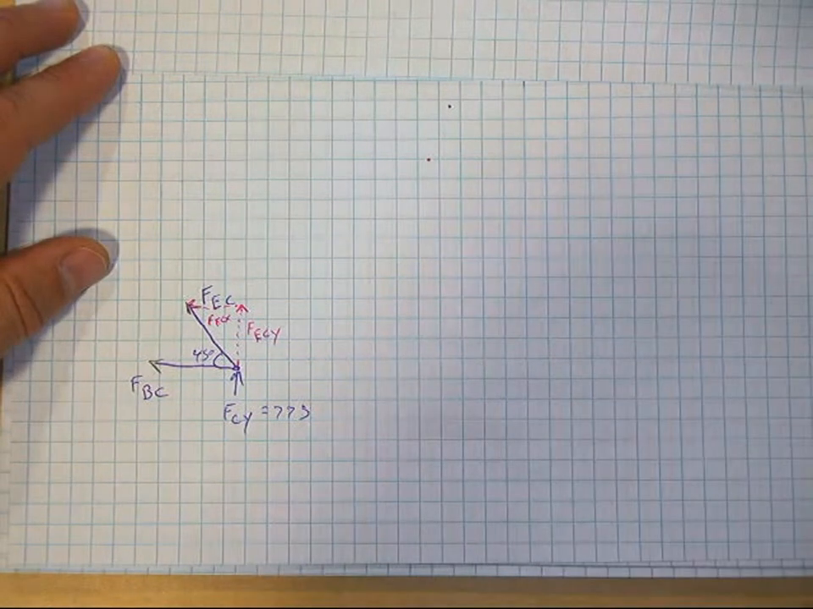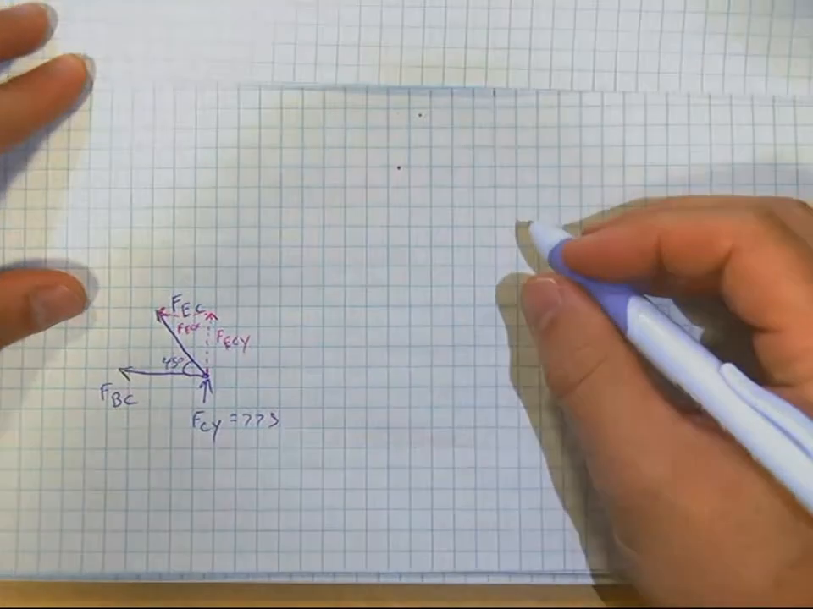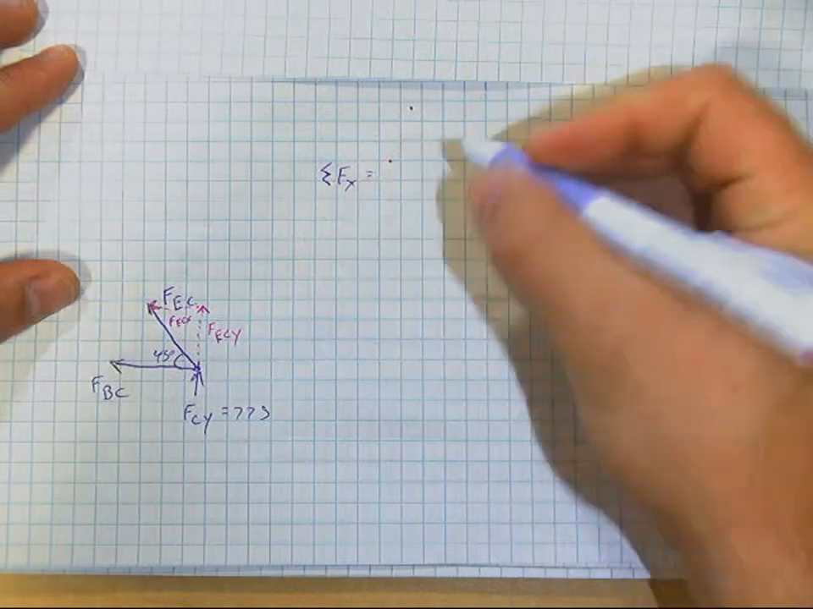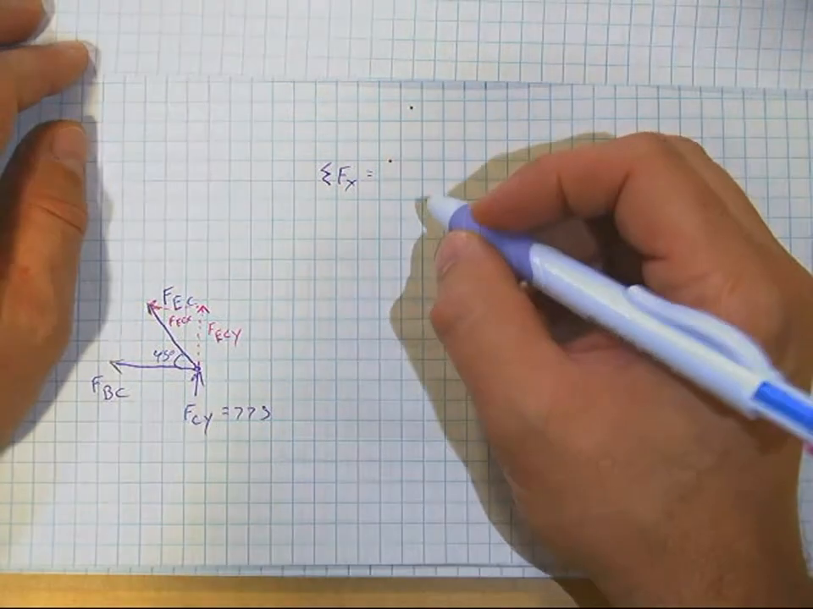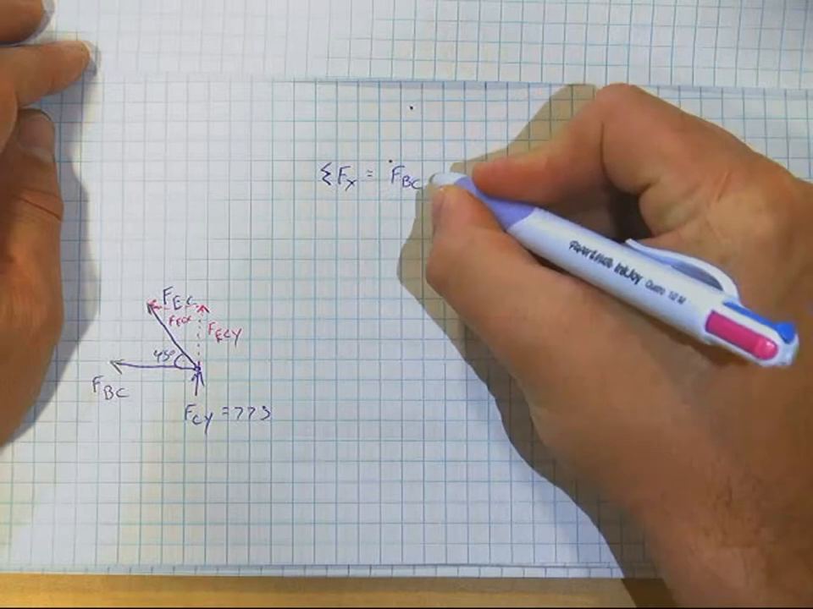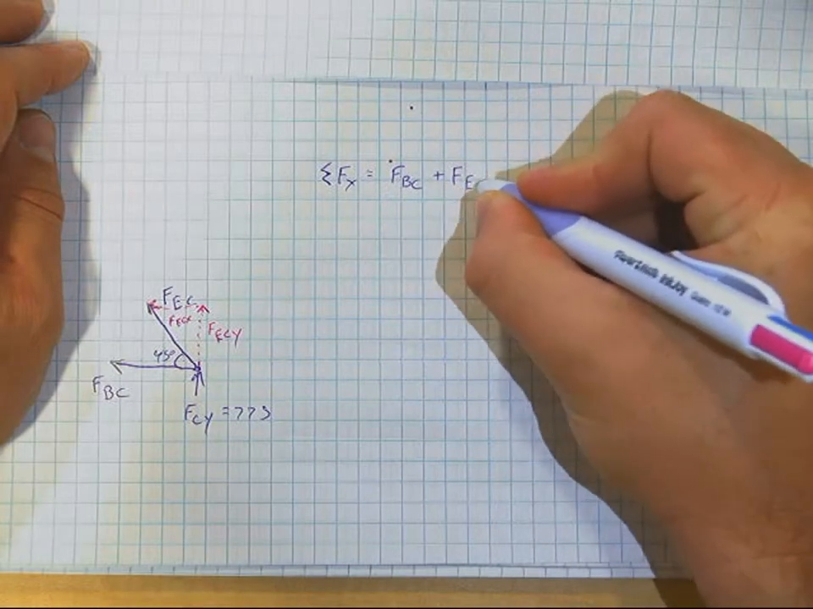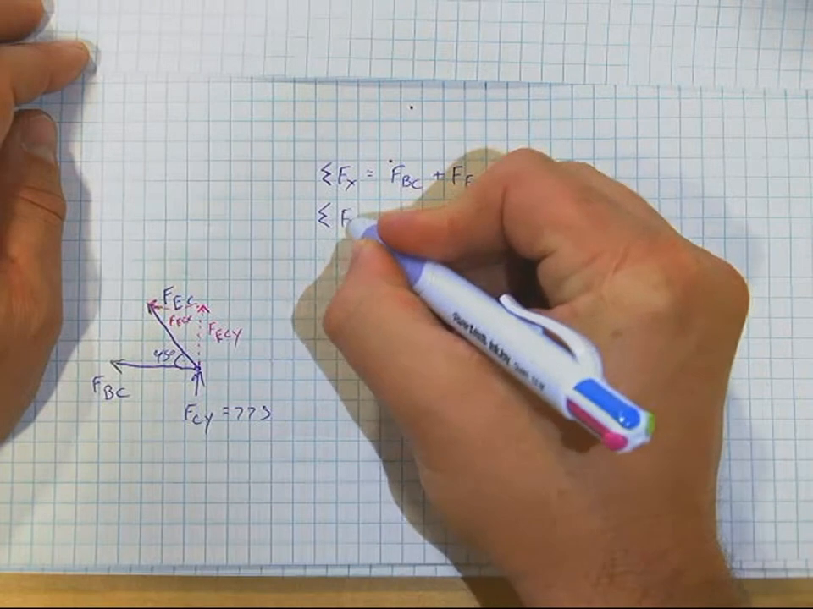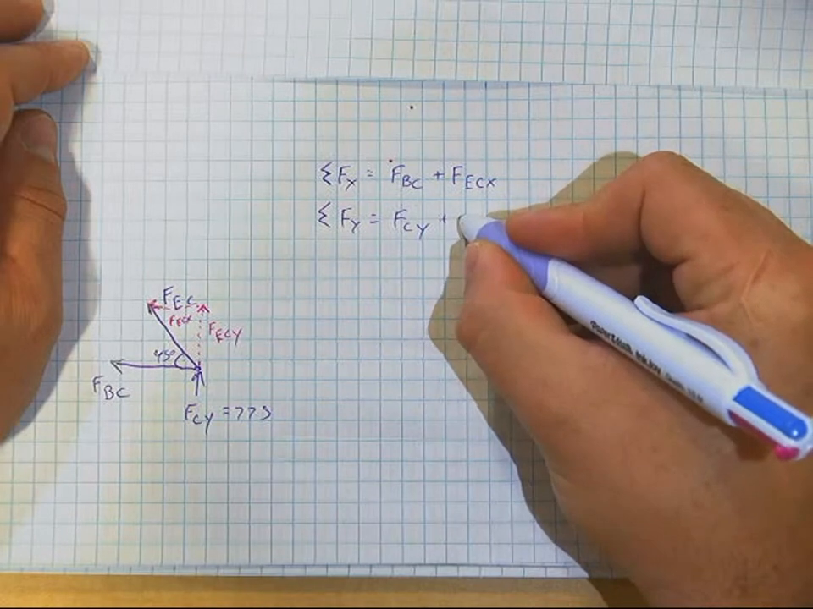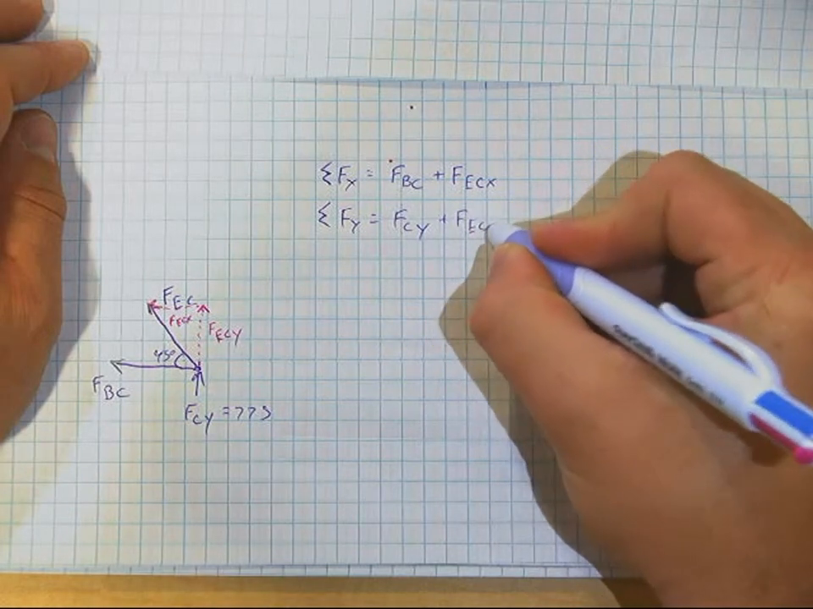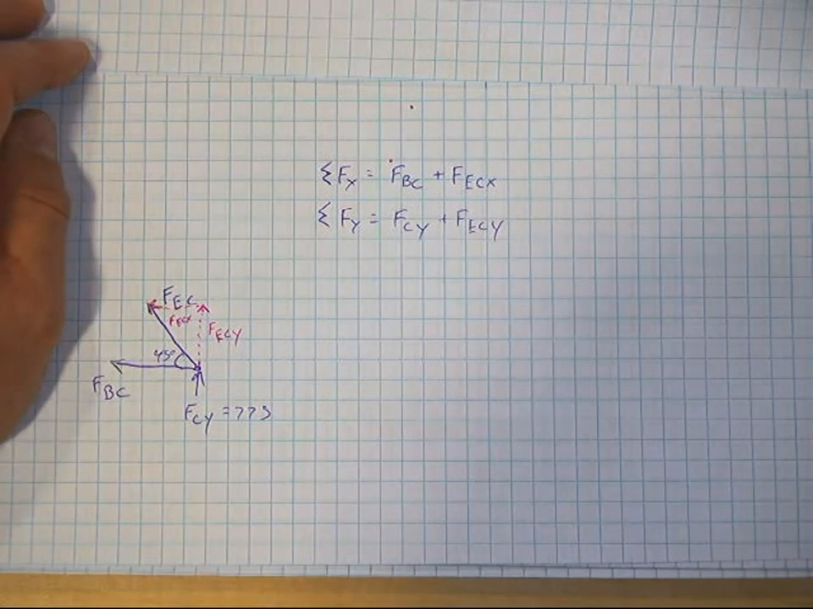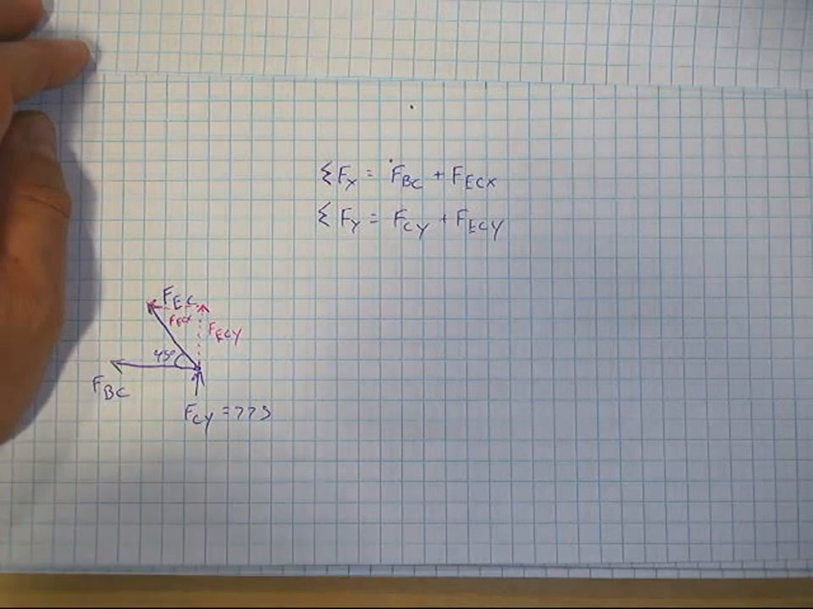Okay, so we're going to solve our equations, and we're going to go ahead and sum. We're going to sum our x values, so all of our x components, really we only have two x components, right? We have FBC and we have FECX, and then the sum of our y components, we have FCY, we have FECY. Okay. All right. So those are our only forces in this equation.